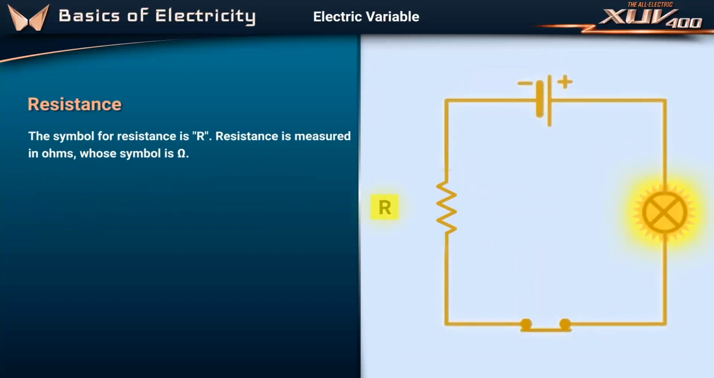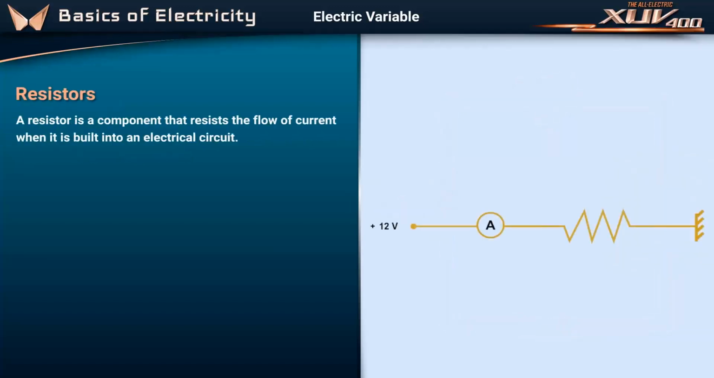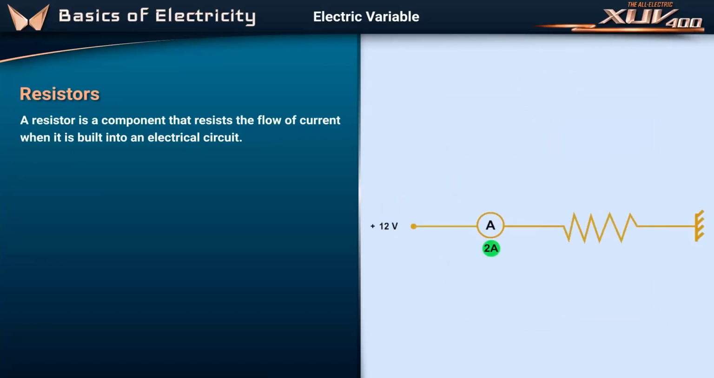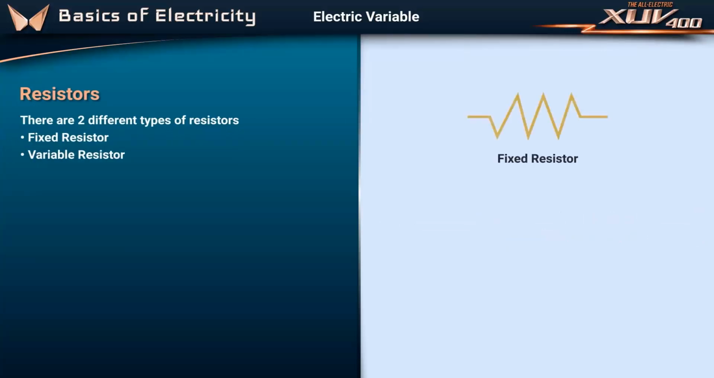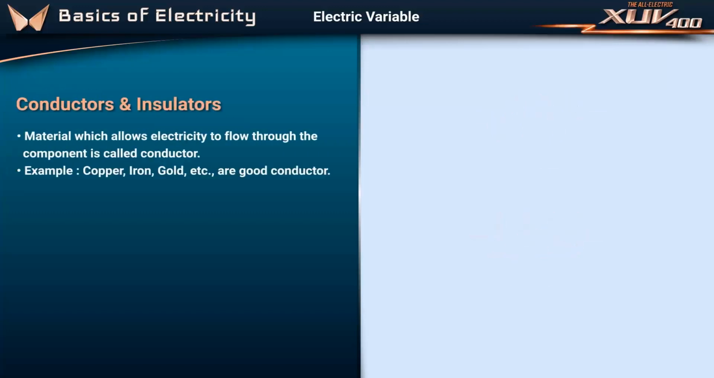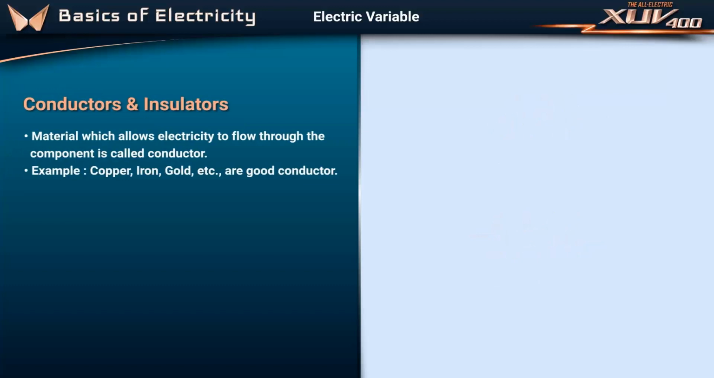Resistance. The symbol for resistance is R. Resistance is measured in ohms, whose symbol is Ω. Resistors. A resistor is a component that resists the flow of current when it is built into an electrical circuit. There are two different types of resistors: fixed resistor, variable resistor.